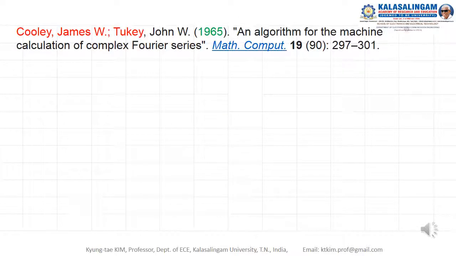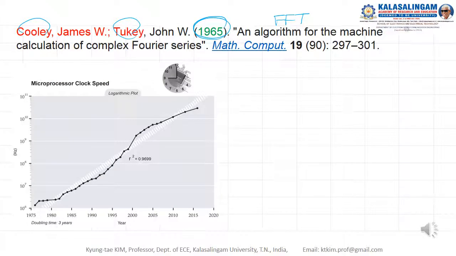By the way, as I mentioned before, Cooley and Tukey developed the first FFT algorithm in 1965. Then, let's check the CPU speed. Now 75 here, 29 here. This means it's almost 2 times per 3 years.